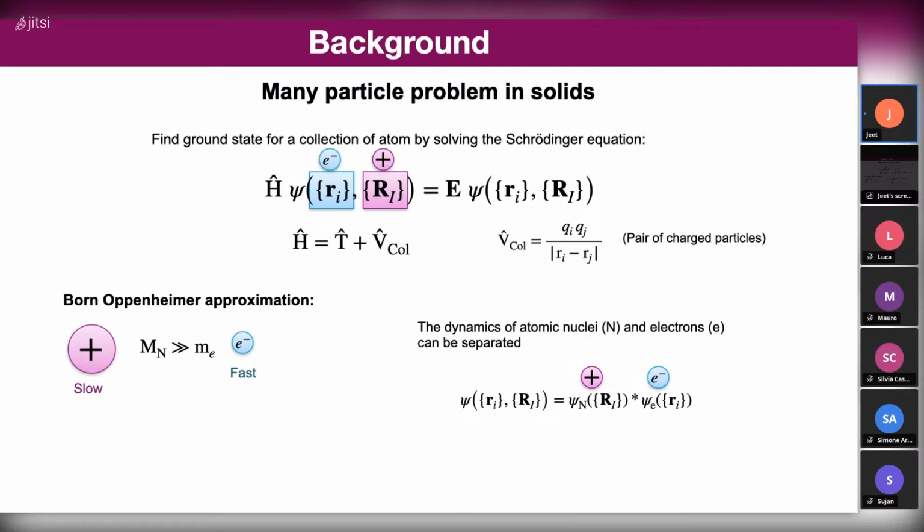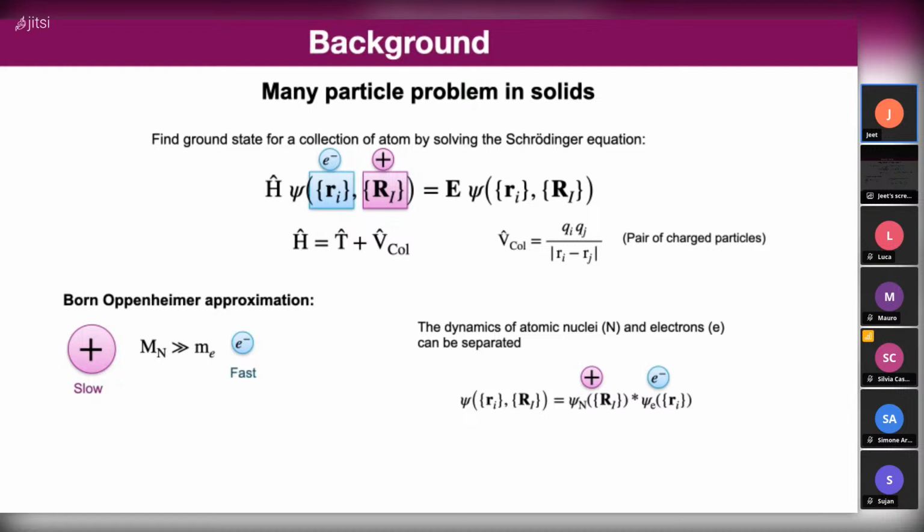We are interested in finding the ground state of a bunch of electrons, and to proceed, we try to solve the Schrodinger equation for many body systems. Here psi describes the many atoms, electrons and nuclei, and H is the many body Hamiltonian, which consists of two terms. One is the kinetic term and the other is the potential term, which is the charge interactions. We know that if there are two charges, there is always a Coulomb interaction.